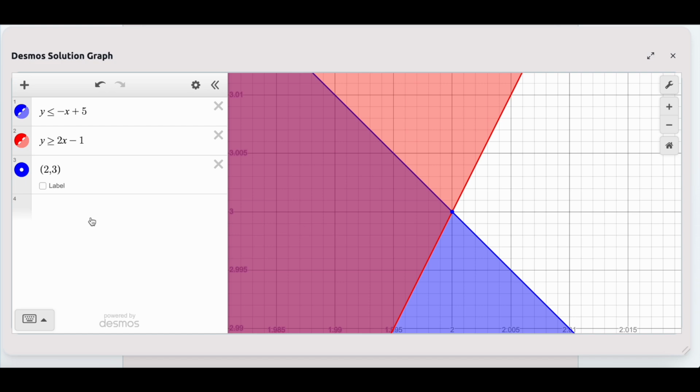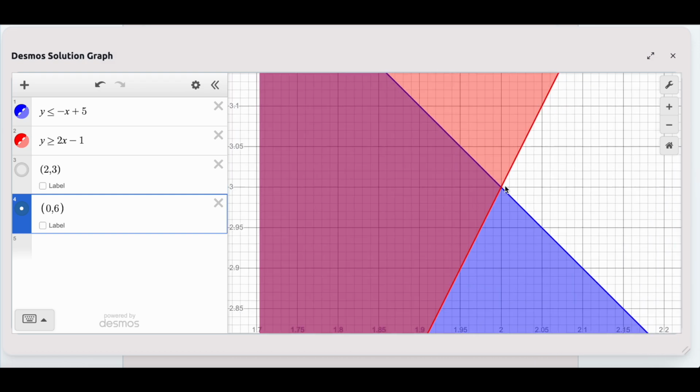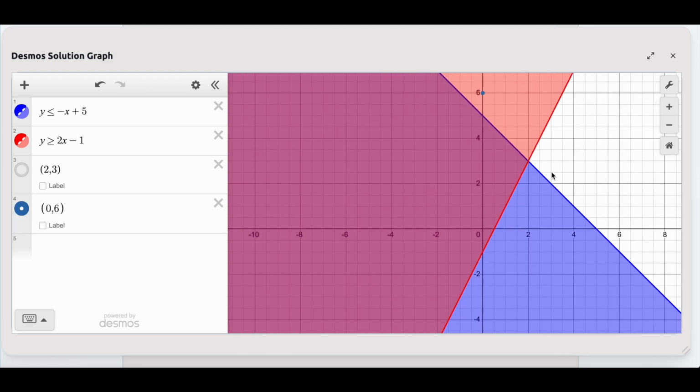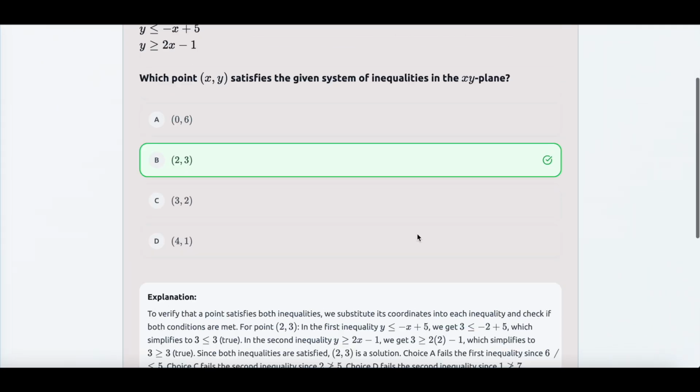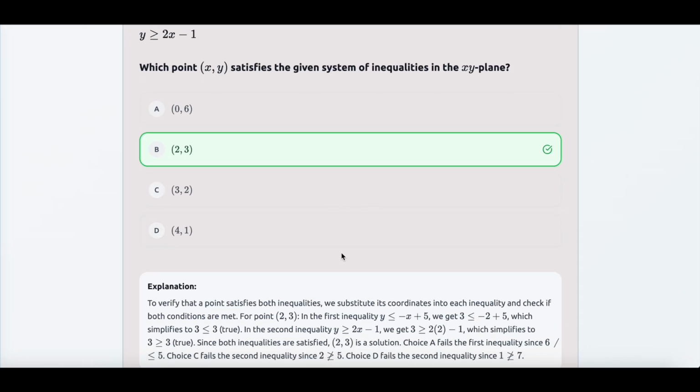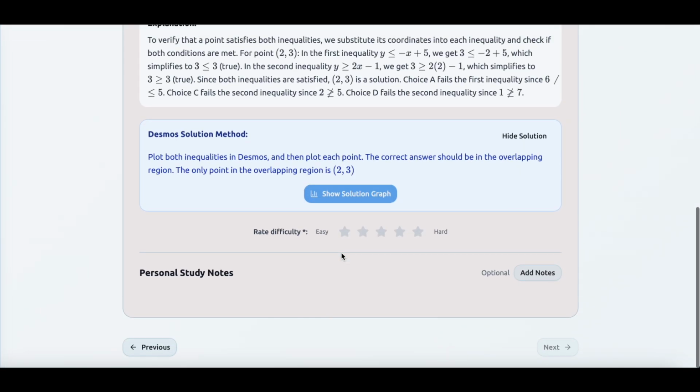And we can, for example, plug in (0, 6), which was answer choice A. Let's see where that ends up. You can see that it's within the red shaded region but not within the overlapping region. So (0, 6) satisfies one but not both inequalities. That's why it's incorrect. And if you tested the other answer choices, you would see that none of them satisfy both inequalities.